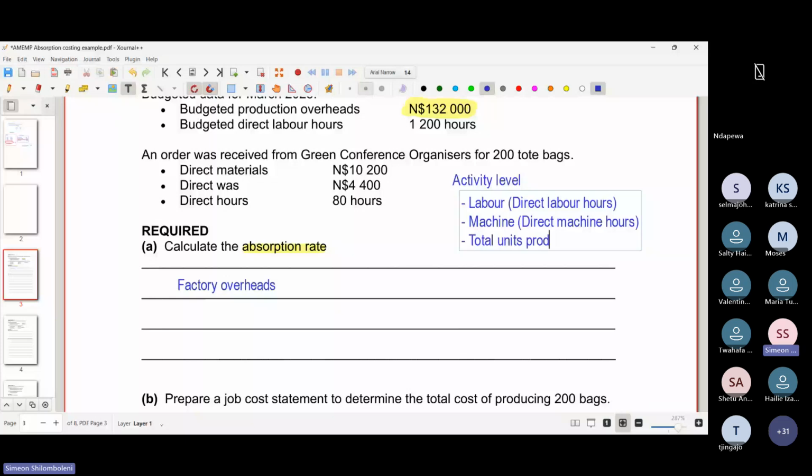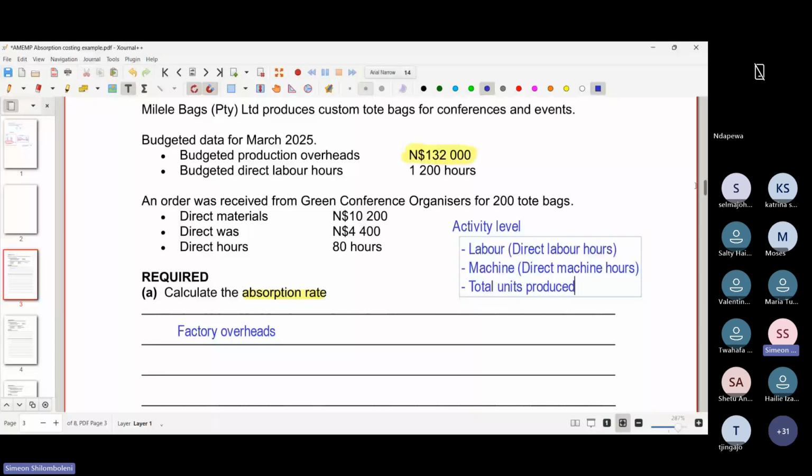Now, this exercise is very easy. I made it from the easiest to the complex in the examples because the activity level is already given here as direct labor. In some exercises, you need to check yourself. This production overhead, must I divide it with labor? Must I divide it with machine? Or must I divide it with units? You need to check yourself. But in this case, it's easy because we are just going to divide with labor. So you divide it with direct, or you can just say labor hours.